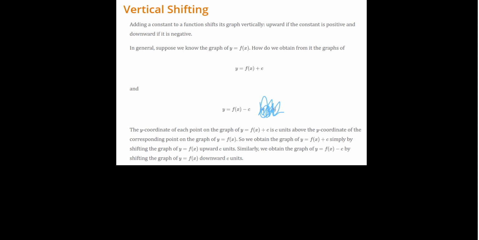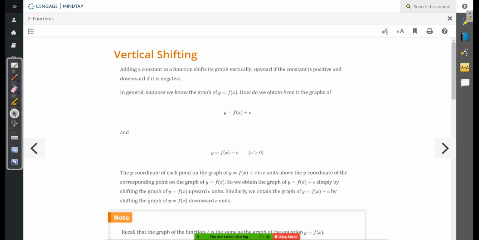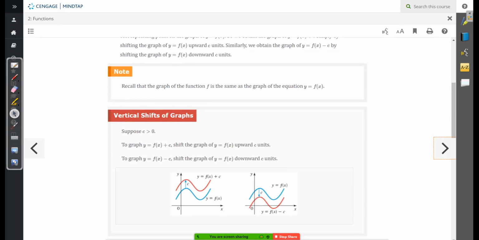So the y-coordinate of each point on the graph of y is equal to f of x plus c is c units above the y-coordinate. So if we add some sort of number to the function, then we go up on the y-axis. And if we subtract some number, then we go down. So let's see what an example of that looks like. I feel like examples are a lot better.